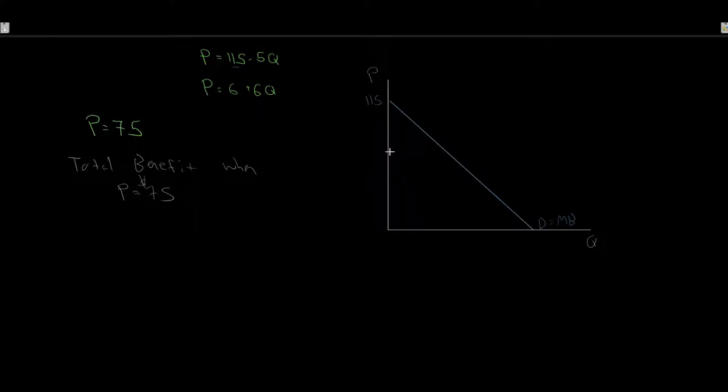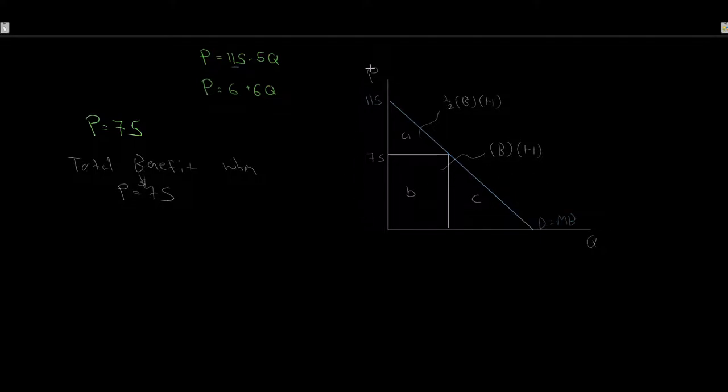Okay, price of 75, something like that, and then going down. So there we go. We have 75. And again, we have this area of A, B, and C, where my total benefit is going to be A and B. A is a triangle, so one-half base times height. And B is a rectangle, so that's just base times height.